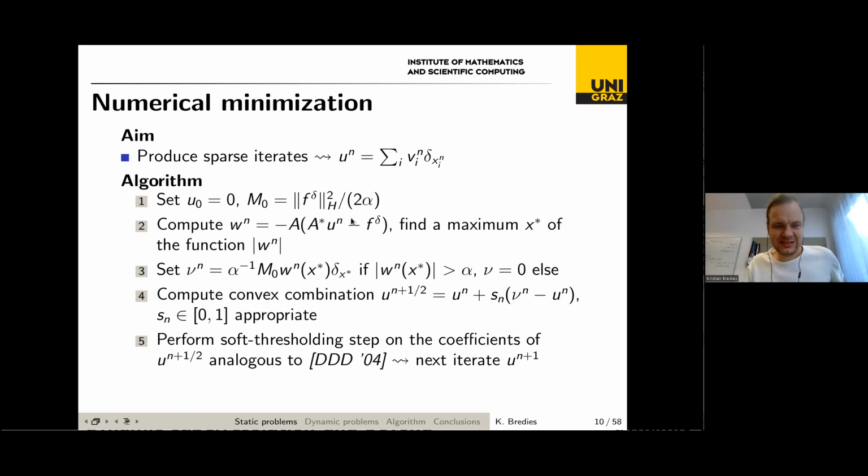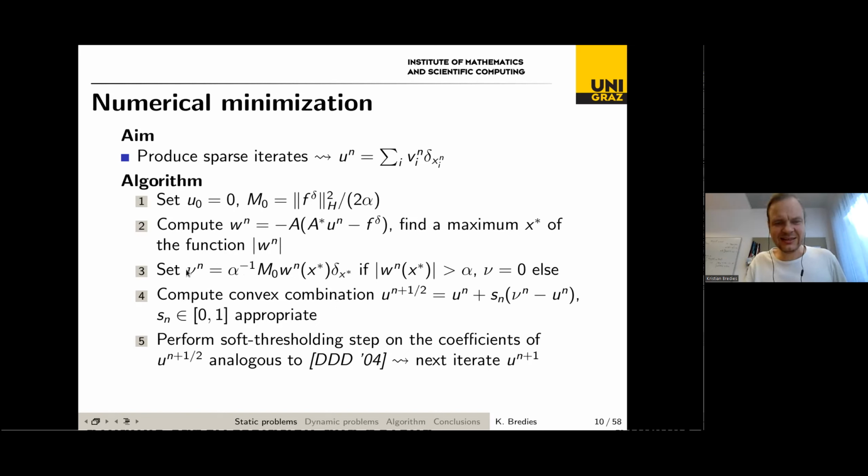The main step is computation of this dual variable. And this is a function in space. And what you can then do is take the absolute value and find the maximum of the absolute value of this function. So this is then a point, could be non-unique, but whatever, you just choose one and then you place a delta peak here.